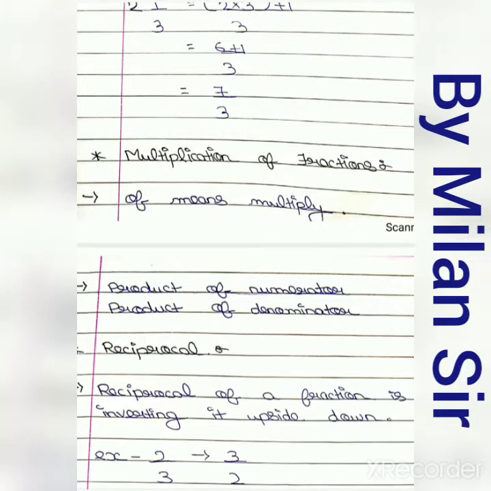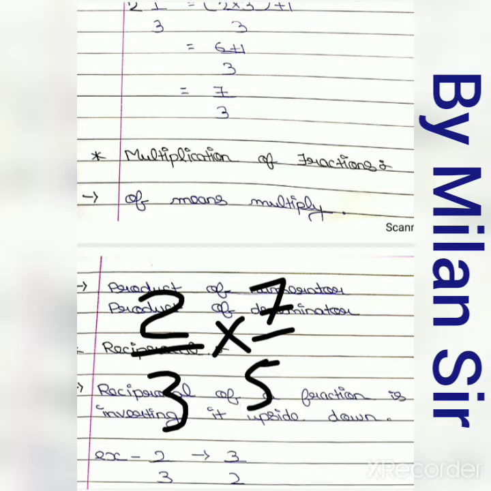Next topic is multiplication of fractions. If we multiply two fractions, that means 2 by 3 multiplied by 7 by 5. In the multiplication process, we do not need to take the LCM. We take LCM only in addition and subtraction. In multiplication and division, we do not need to take any LCM. We directly multiply.